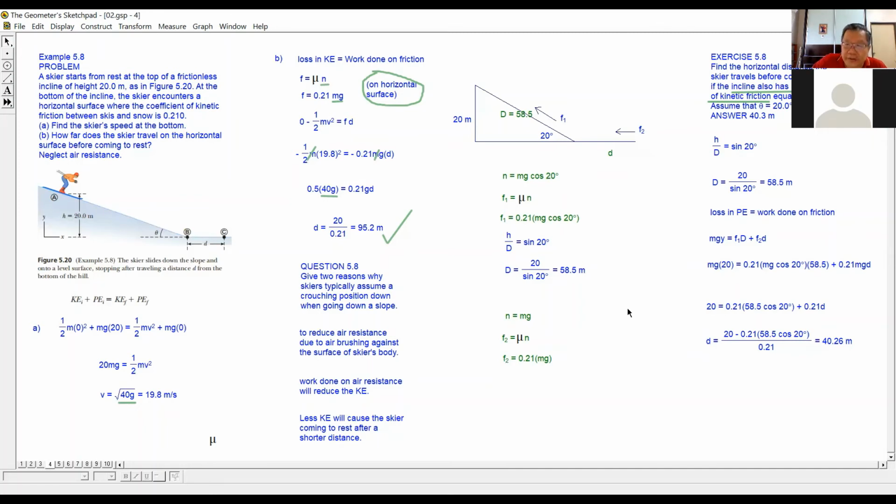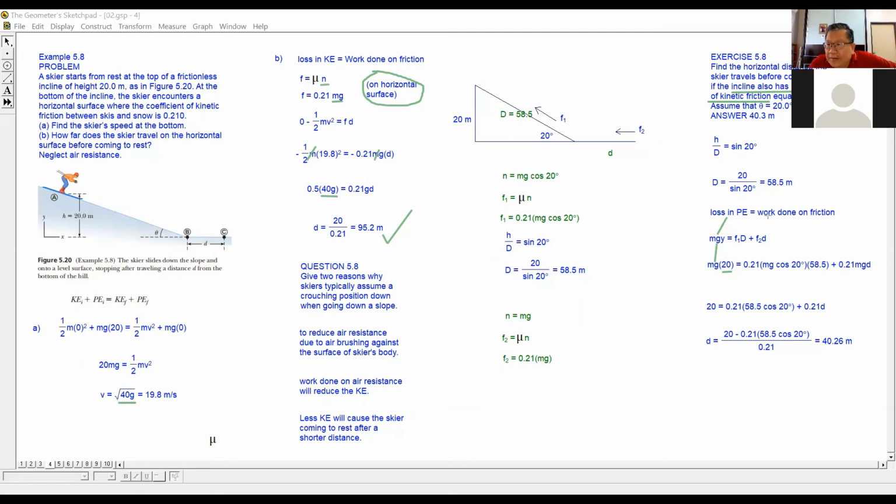Then we're going to look at the work energy theorem. The work energy theorem says the loss in potential energy is converted to the work done against friction. How much is the potential energy used up? The potential energy is mgy, where m is the mass, g is the acceleration due to gravity, and y is the height. Height is 20. Now this potential energy is used against the friction.